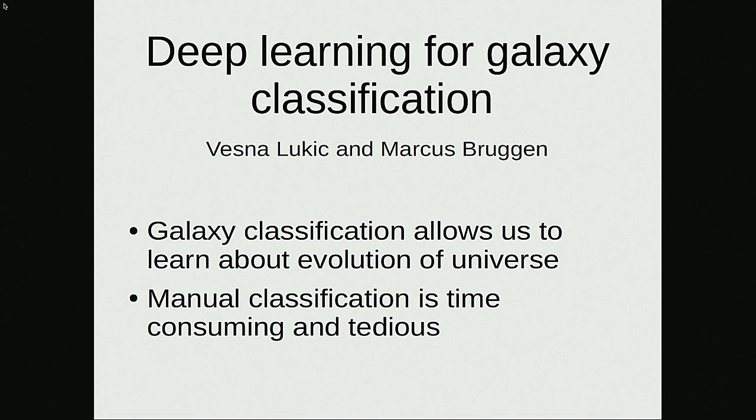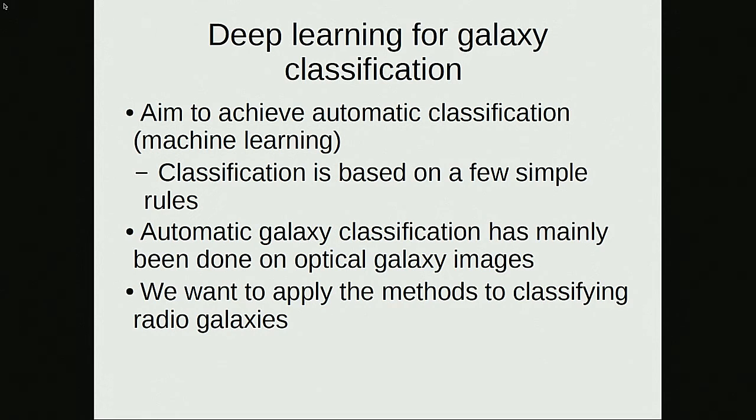Instead, if we recognize that classification of galaxies is based on a few simple rules, then it lends itself very naturally to machine learning. With galaxy images, it has mainly been done with optical images, but one of the aims of my PhD project is to apply the methods to classify radio galaxy images.